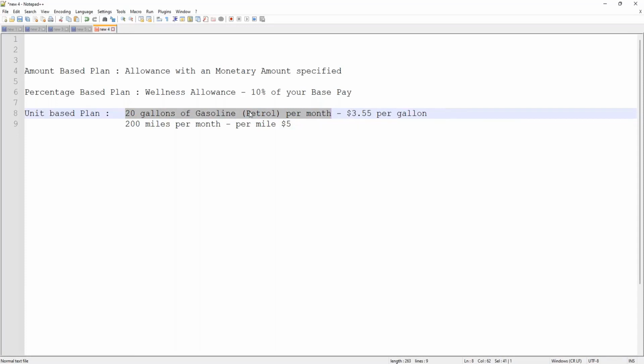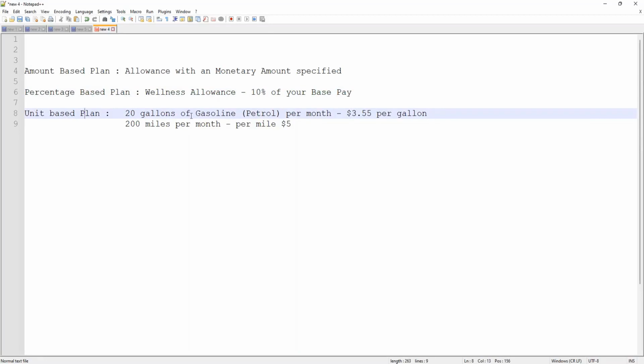They're not telling you the money amount in the allowance plan. They're only saying that this is your per unit of a product that we are going to give you. That is your allowance. All right, so there can be these three types of allowance. One is the amount-based plan, which is very simple and straightforward. You have an amount specified up front. A percentage-based plan is a percentage of something, typically the house rent allowance, which is like 50 percent of your base pay. And then we also have the unit-based plan, where you define the unit of something.